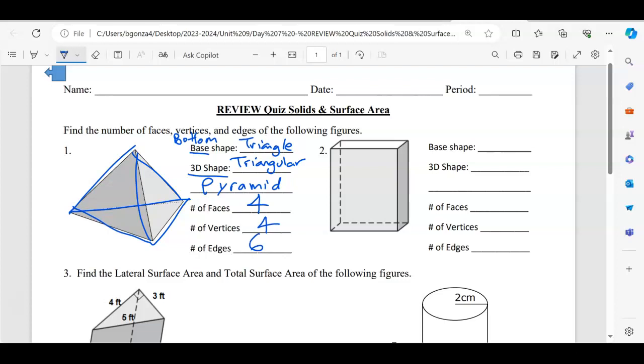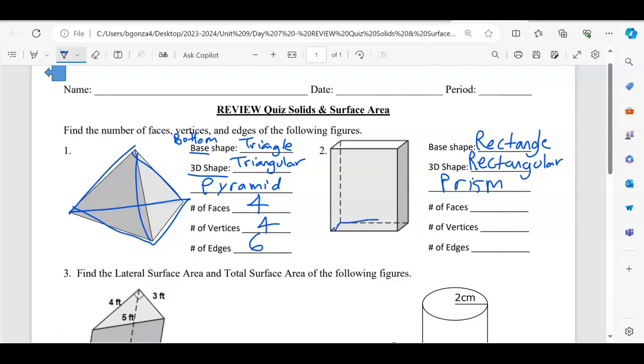All right, number 2. What is the base shape? On the bottom, we got ourselves a rectangle. And for the 3D shape, do you see how going up, these are all rectangles going up. So what do you call it when it's connected by rectangles? That is a prism. But that's the last name. You got to tell me what is the type of prism based on the base, which we just said was a rectangle. We call it a rectangular prism.